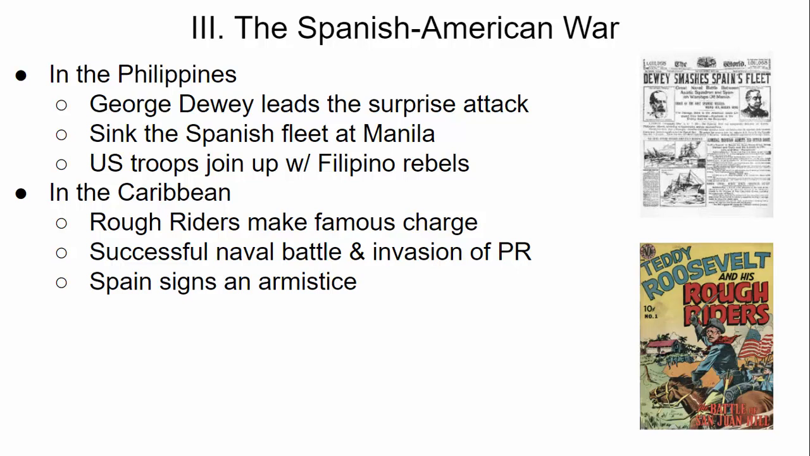And so at this point, we have now taken over 3 out of 4 of Spain's imperial possessions. Okay, we have Puerto Rico, we have Cuba, we have the Philippines, and really no one cares about Guam. Okay, so 75% of Spain's empire is under our control, and that's the percent that matters. So at this point, Spain asks for an armistice and peace.